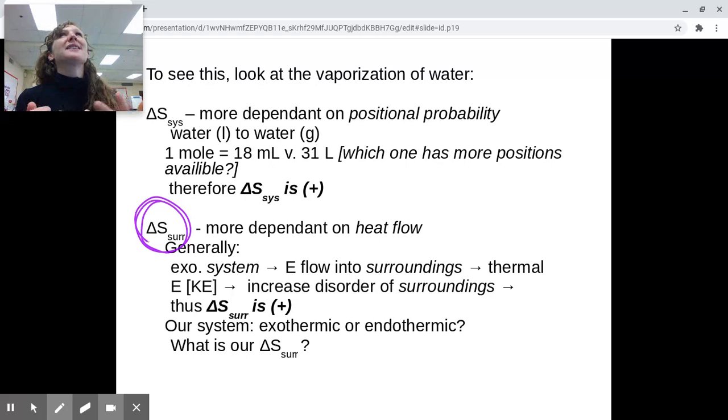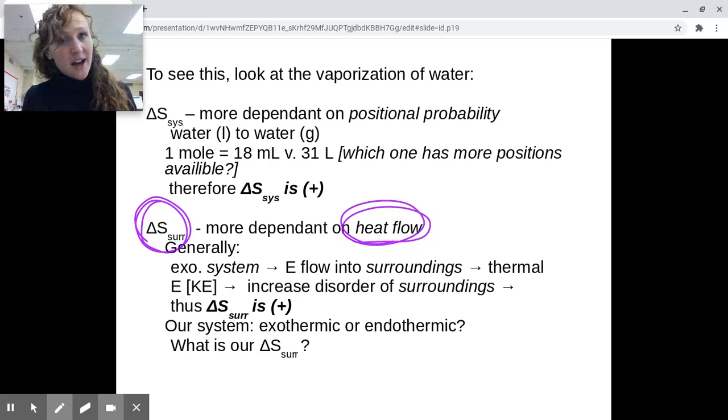So how could we possibly talk about the change in surroundings? Talking about the surroundings, all of that in terms of positional probability is just not practical to do. It's just too much to consider. So it's really hard to describe the positional probability of all of those things and how they change. So rather than doing that, what we look to when we're looking at entropy of the surroundings is heat flow.